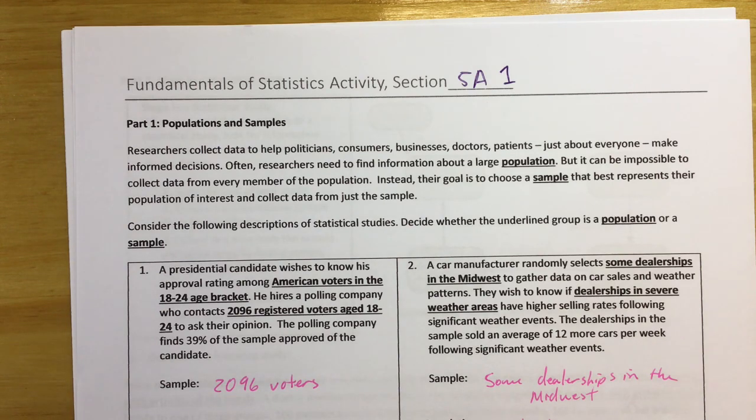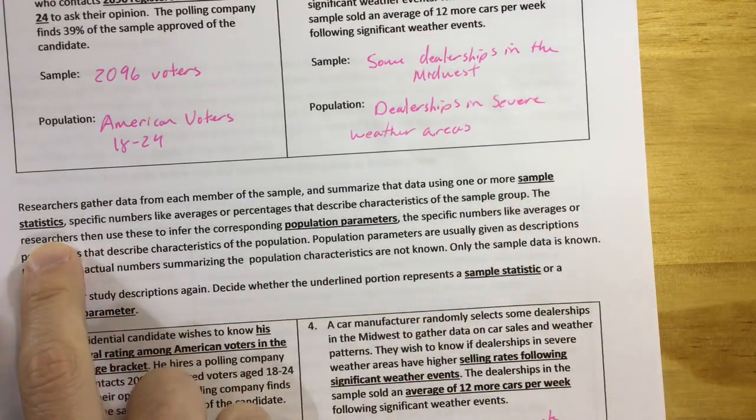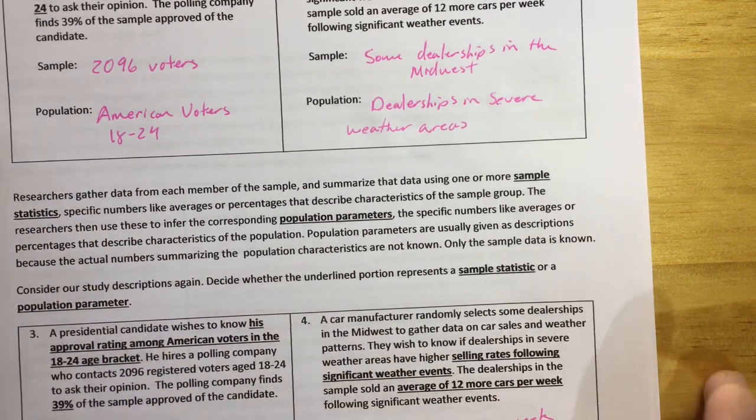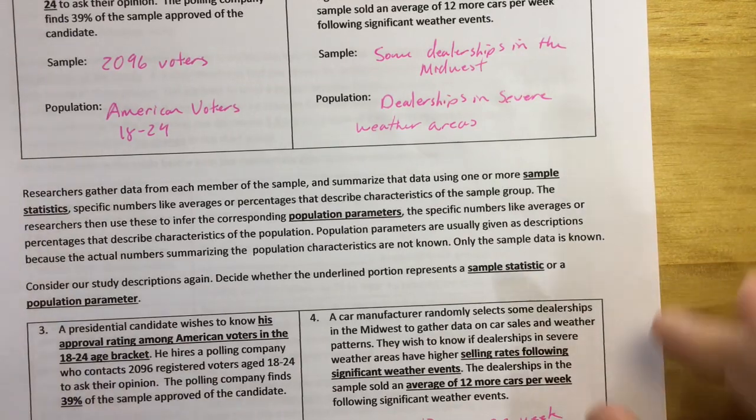The numbers that you're going to get back are called the sample statistics. You're going to get back information called the sample statistics. Those are going to be the actual raw numbers that you get from that research.